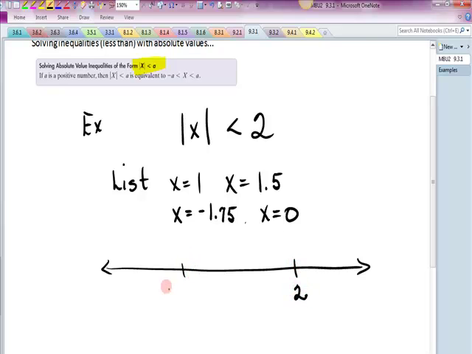What we're talking about on a number line, if this is 2 and this is negative 2, then if x is any number in between there and you take its absolute value, it will be less than 2. The positive numbers have absolute values less than 2. The negative numbers have absolute values less than 2, as long as the numbers are between negative 2 and 2.